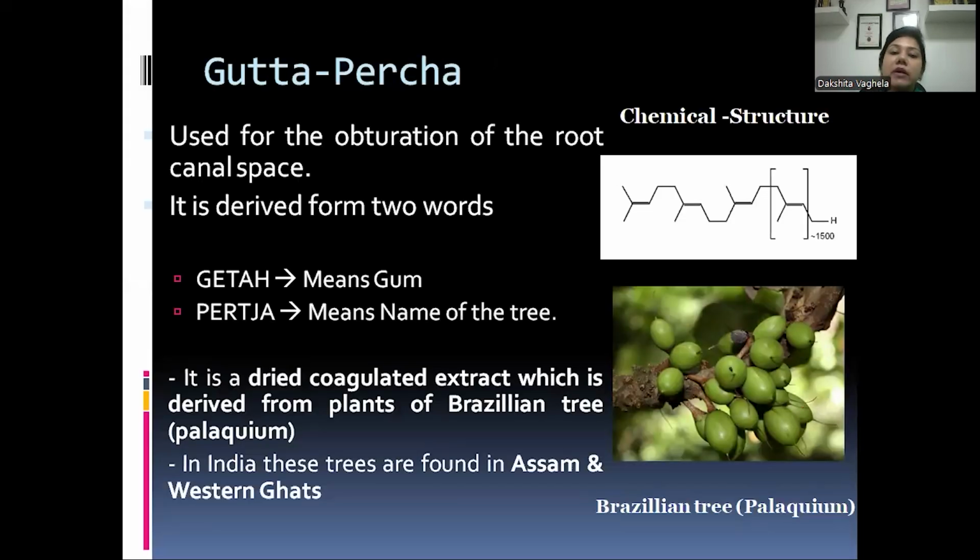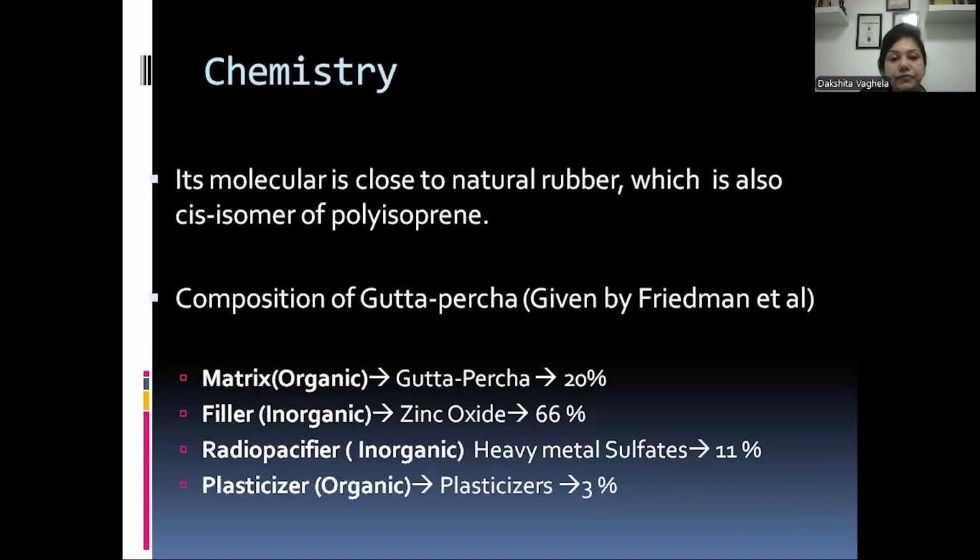Now, most importantly, what we use as a root canal filling material is gutta percha, right? So gutta percha is derived from two words. One is gutta, which means gum, and percha means the name of the tree. Now, this comes from the Sapodilla family, which was the Brazilian tree Palaquium. This is basically a coagulated extract derived from the plants of the Brazilian tree, Palaquium. In India, these trees are found in Assam and the Western Ghats.